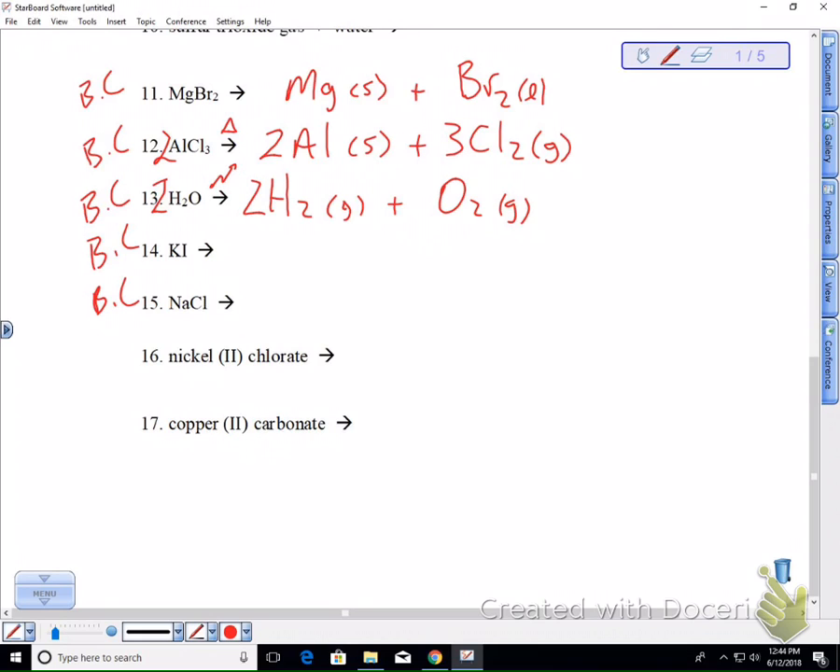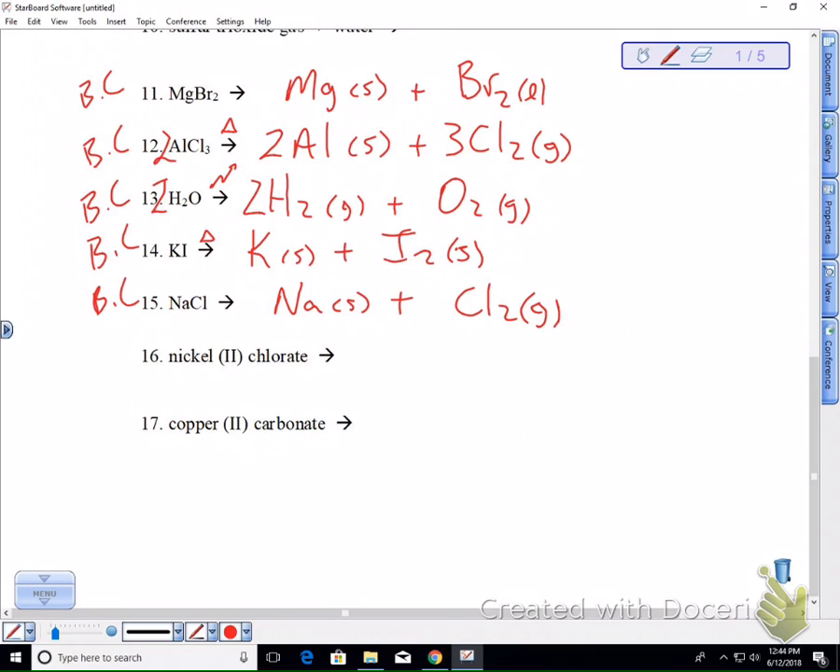All right, we'll do 14 and 15 really quickly here. We're going to make potassium solid, and then iodine is diatomic. I'm not going to lose a lot of sleep if you put solid or gas here for iodine. We've learned this year that it sublimes really quickly. And then 15, we're going to get sodium, and then we'll get that chlorine, which is diatomic, and it's a gas.